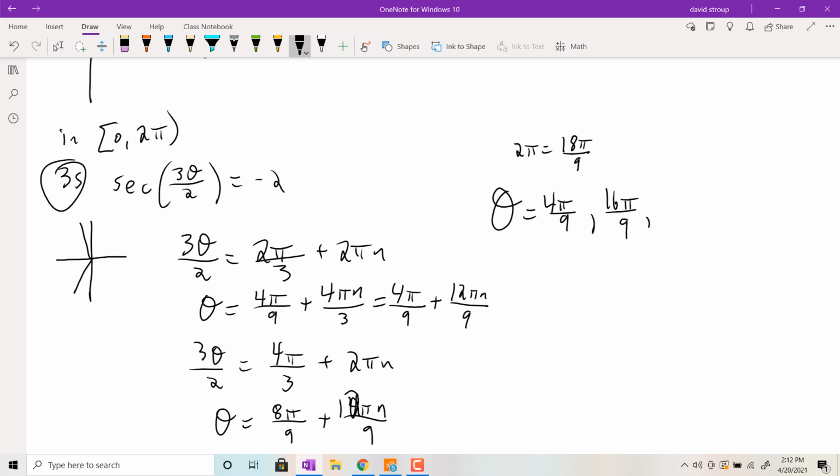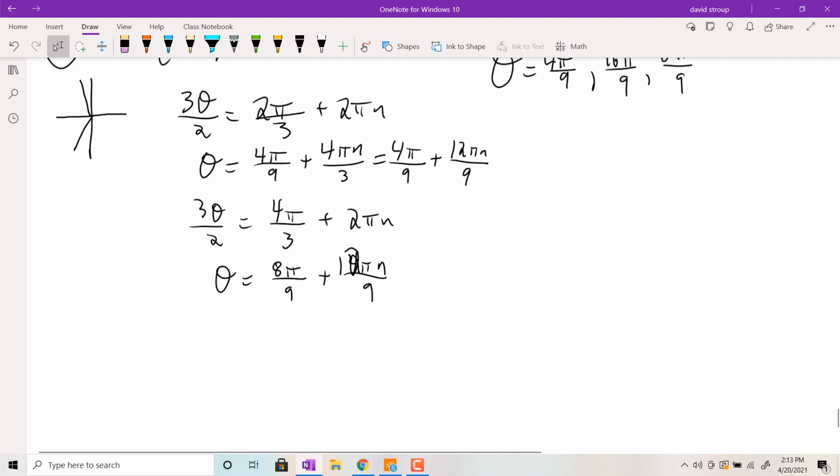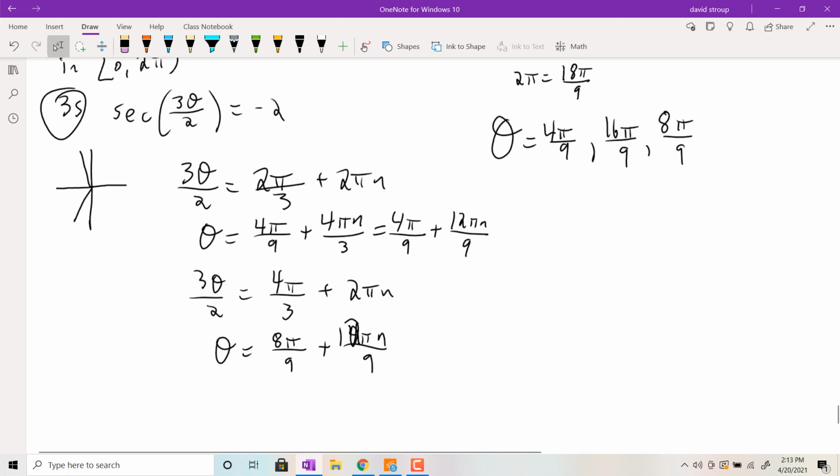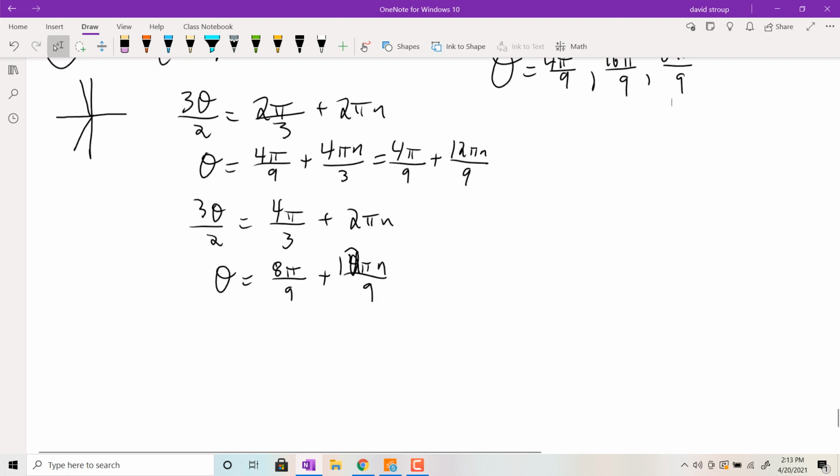Okay. Then you move on to the second one. So the first one is 8 pi over 9. And then the next one would be 12 plus that. So 12 plus 8 is 20. You'll have 20 pi over 9, which is bigger than 18 pi over 9, so you're done. Okay. The one on our test in class was horrendous, right? There were like 8 answers. This one turned out to be pretty easy, though. Okay, let's look at one more in here.